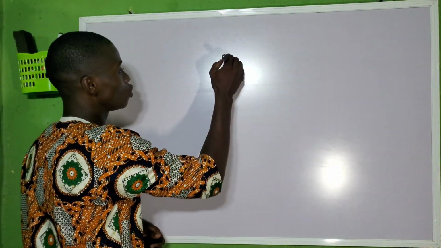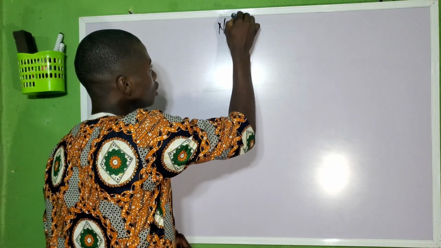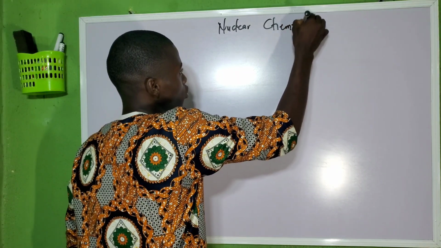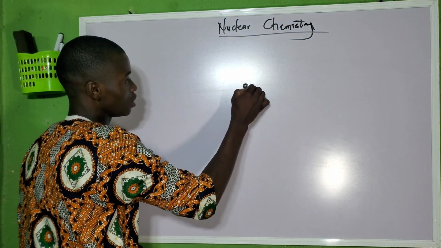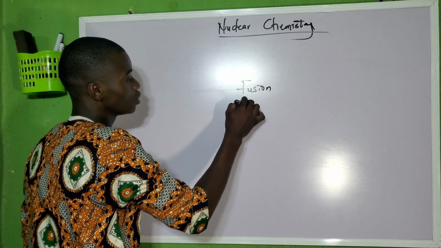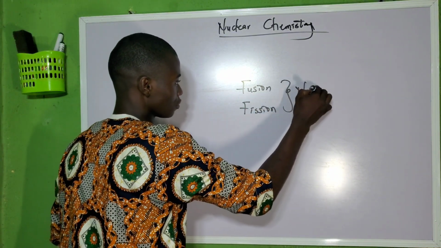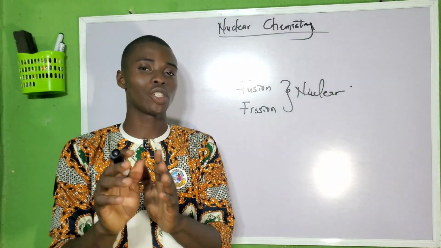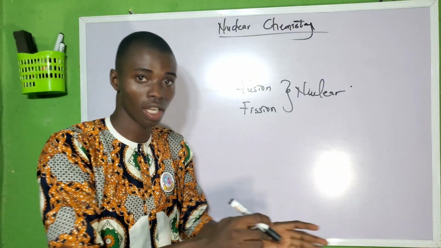On nuclear chemistry, but for this particular video, we'll be talking about two kinds of reactions that are involved in our nuclear chemistry. So these two kinds of reaction is either a fusion or a fission. Let me explain this. In nuclear chemistry, generally, these are the two major reactions that are involved.